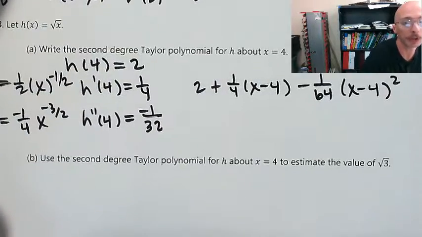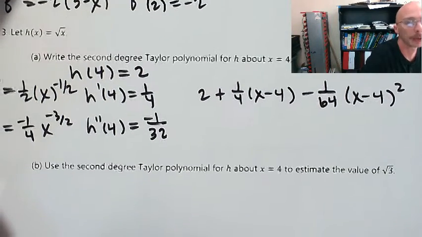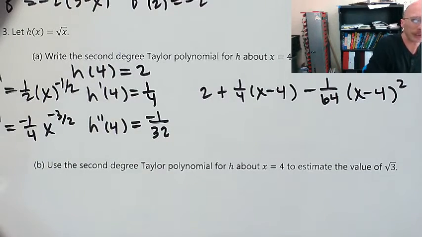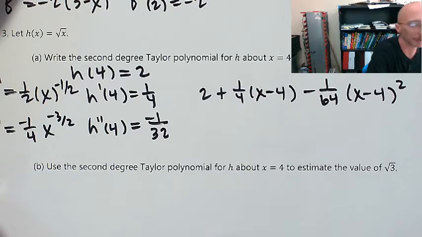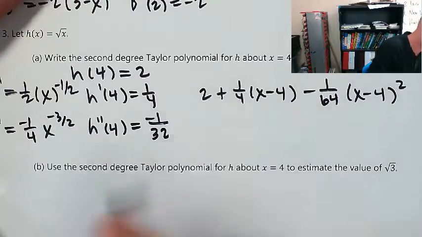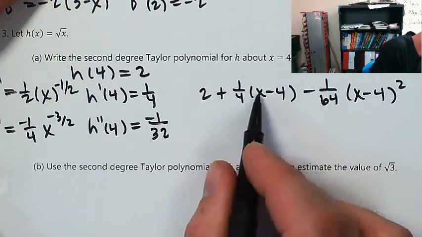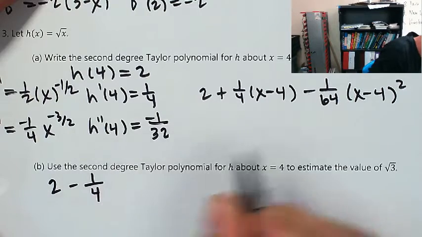Then we need to use the polynomial to estimate the value of the square root of 3. And, well, I don't really understand where this is heading, because if you were going to use a calculator to approximate, you might as well just approximate the square root of 3 using the same calculator. But I don't know. So square root of 3 is 3 minus 4, which is negative 1. Okay, so that's 2 minus a fourth. Oh, maybe I won't need a calculator.